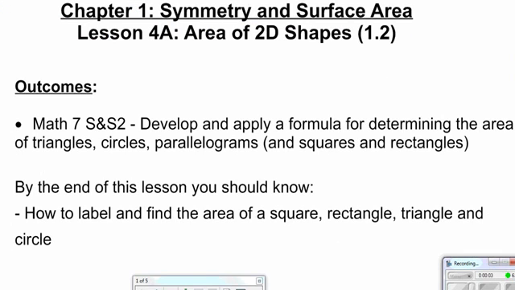This is lesson 4A, your second review video for symmetry and surface area. This video is going to review how to find the area of rectangles, the area of a triangle, and the area of a circle. Some of you have these notes, and some of you it would just be a good idea to watch and review this lesson just so you're familiar with everything before we move to surface area.